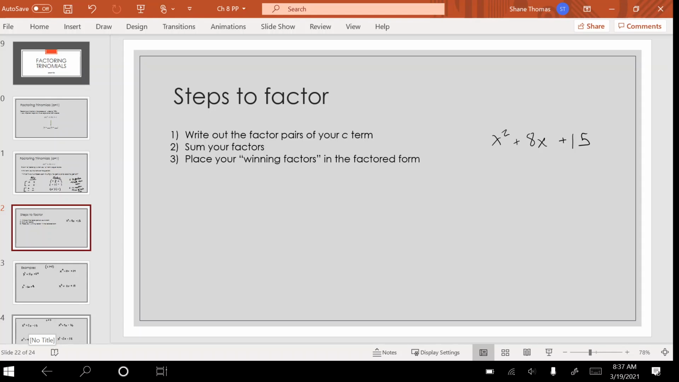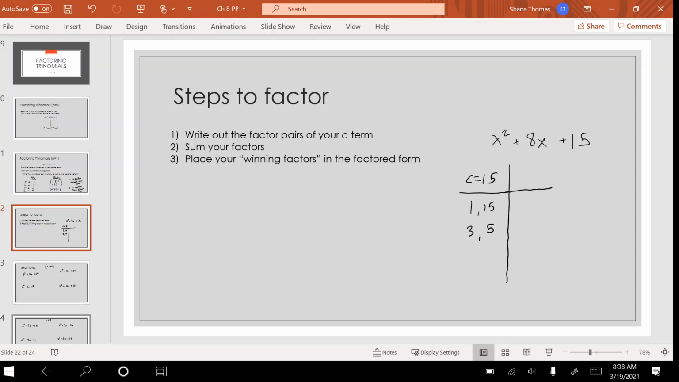All right, ready? So what I like to do is this. I take my C term. C equals 15. I'm going to write it down, and I'm going to make a little chart like this. So what all factors or factor pairs do I have to get 15? So what all things multiply together to get 15? 3 and 5. What else? 1 and 15. Okay, so 1 and 15, 3 and 5.